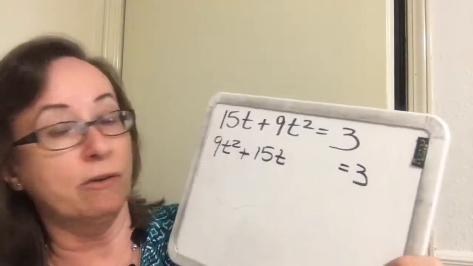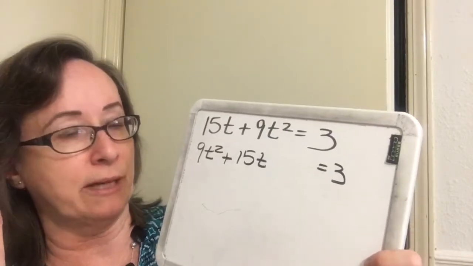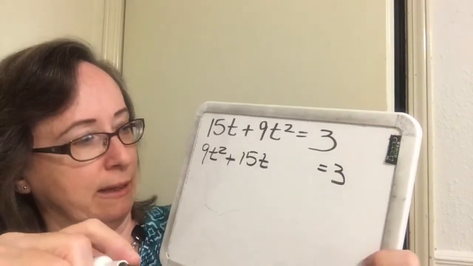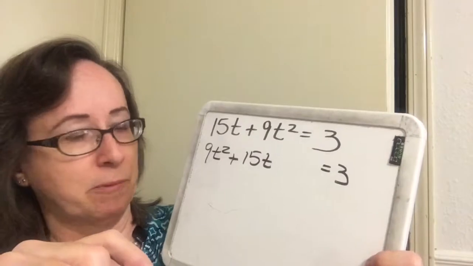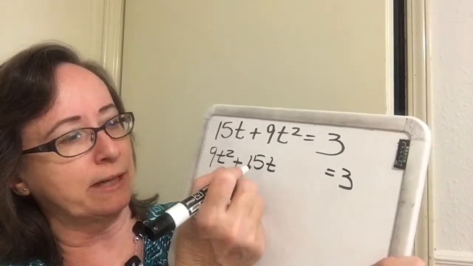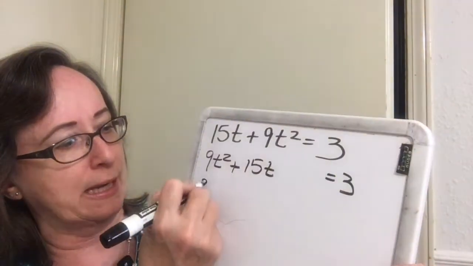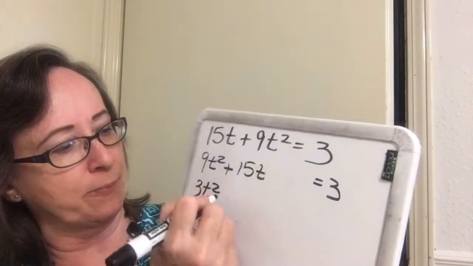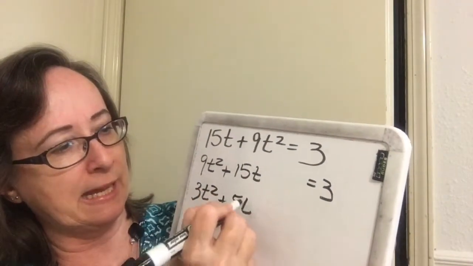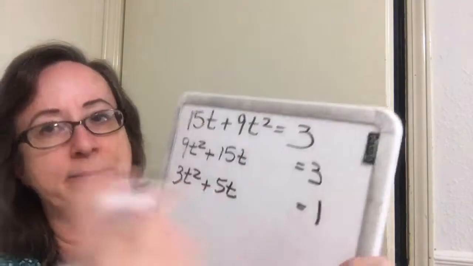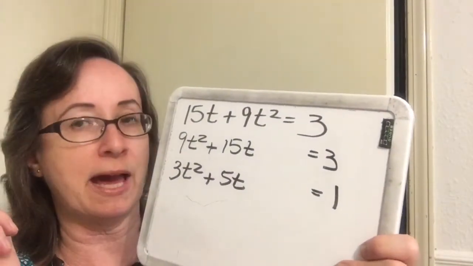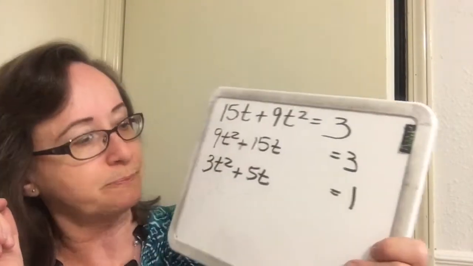Now, notice that there is a 3 that I could pull out of the whole thing. To keep it as simple as I can, I'm going to do that. So I divide by 3, divide by 3, divide by 3, and I'm going to get 3t squared plus 5t is 1. Okay, I can always divide by anything that's not a 0.